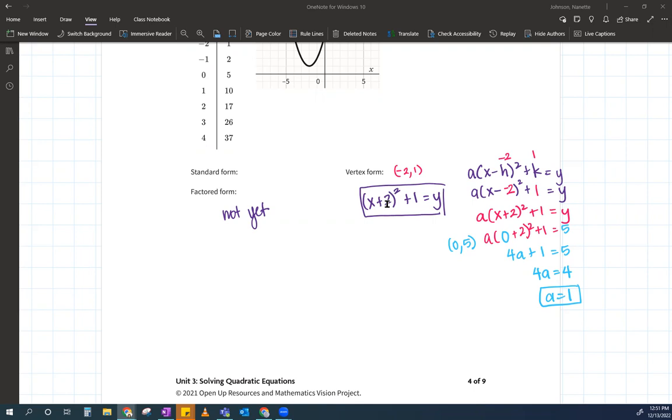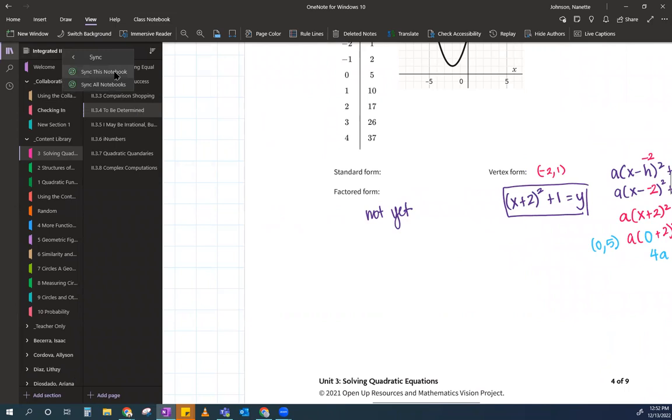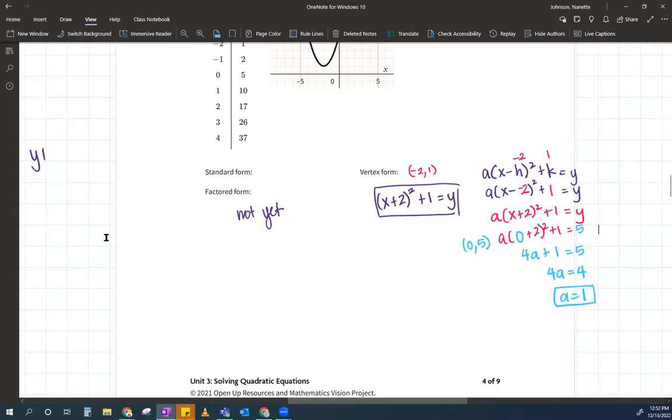So I would box this out, right? x plus 2, x plus 2. Now, some of you can do this in your head. That's great. And then I would add 1 to it. Uh-oh, it's not showing up. Give it a second. Hold on a second. Oh, there it goes.